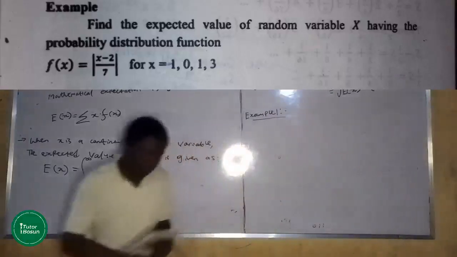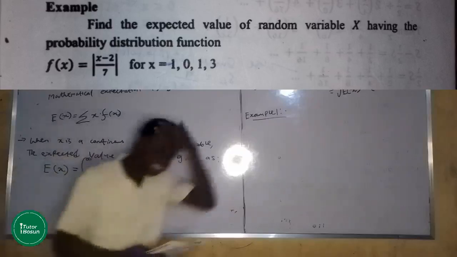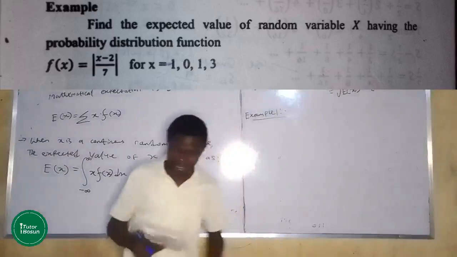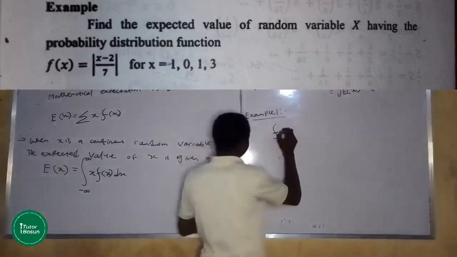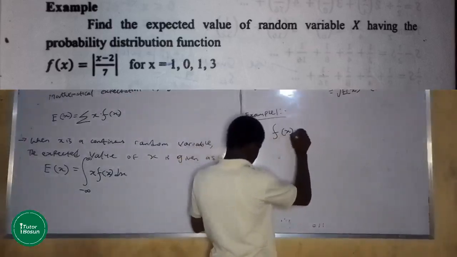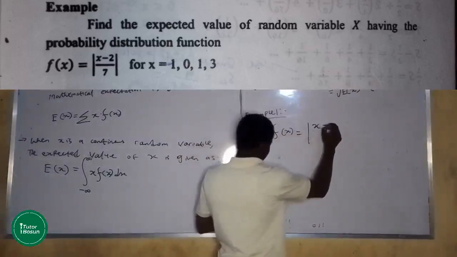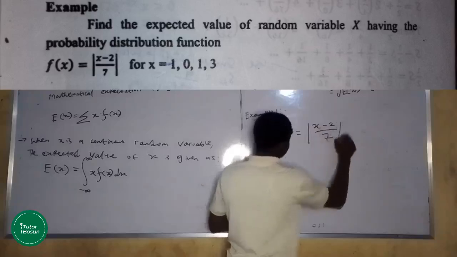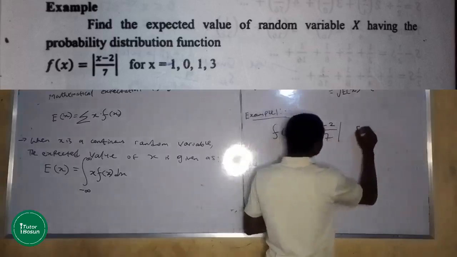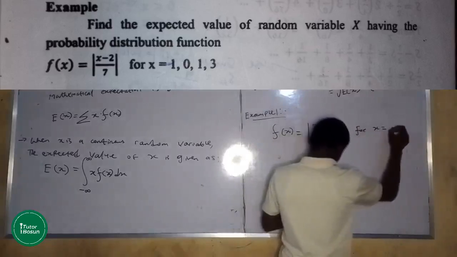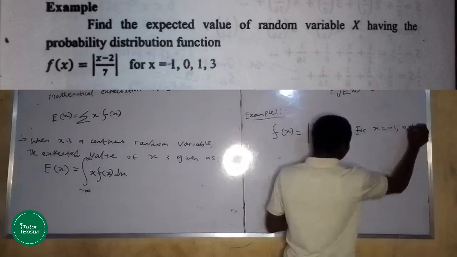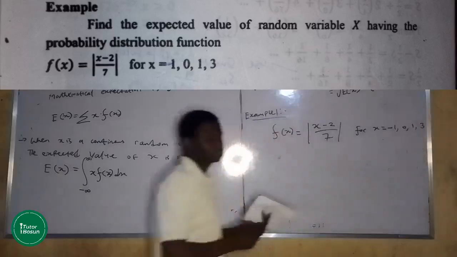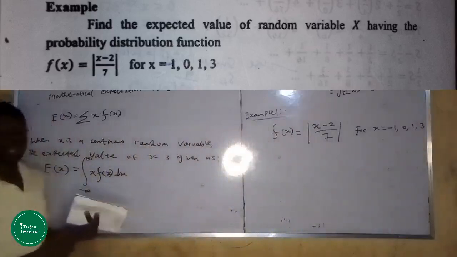Example 1. The question says, find the expected value of random variable x having the probability distribution function f of x equals the modulus of x minus 2, over 7, for x equals minus 1, 0, 1, and 3.